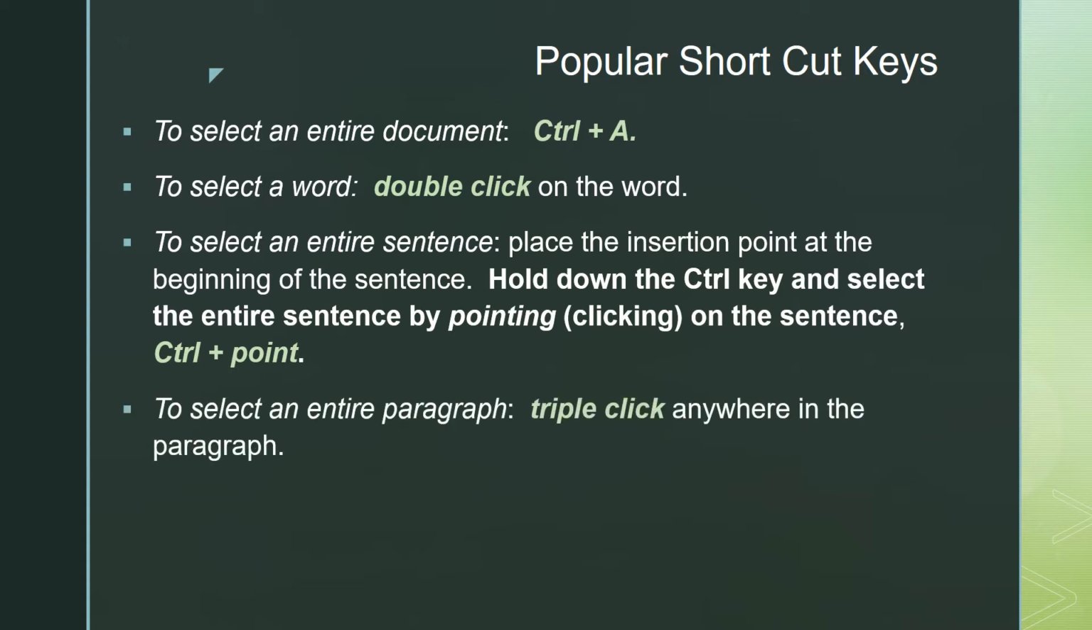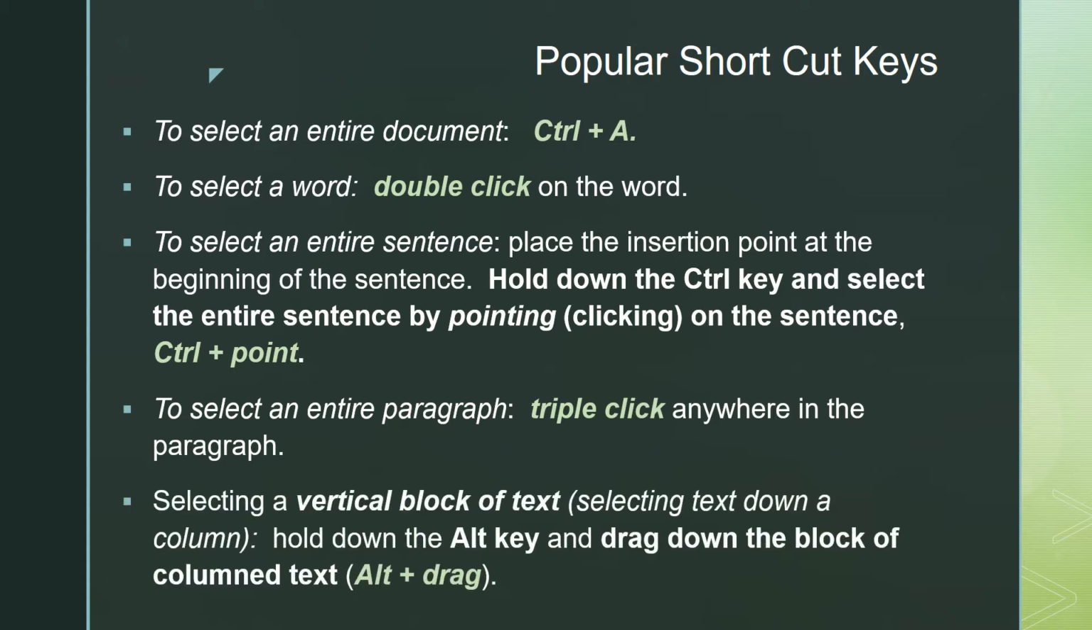To select an entire paragraph, triple-click anywhere in the paragraph. Selecting a vertical block of text, you learned this in Chapter 1. You will hold down the Alt key and drag with the mouse down the column of text.